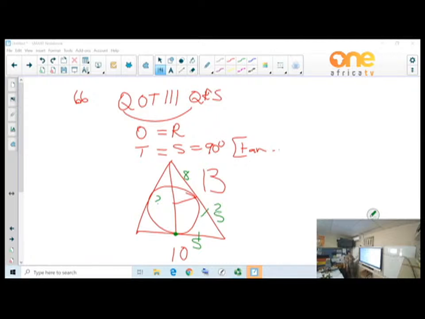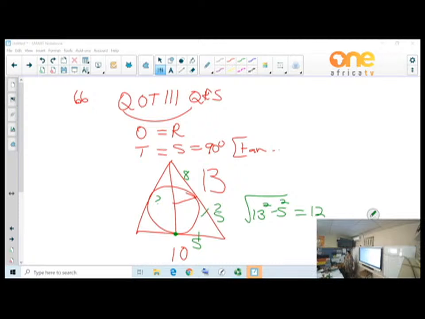And what about QS? QS? What is QS going to be? How? With what? Okay, so 13 squared minus 5 squared is equal to 12. Okay.